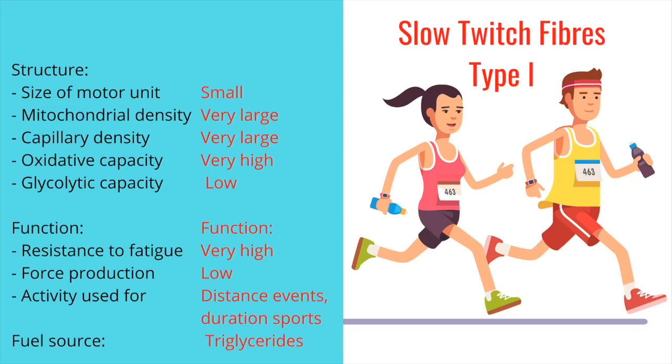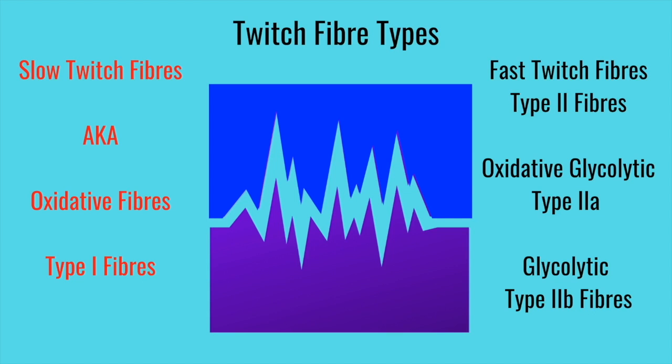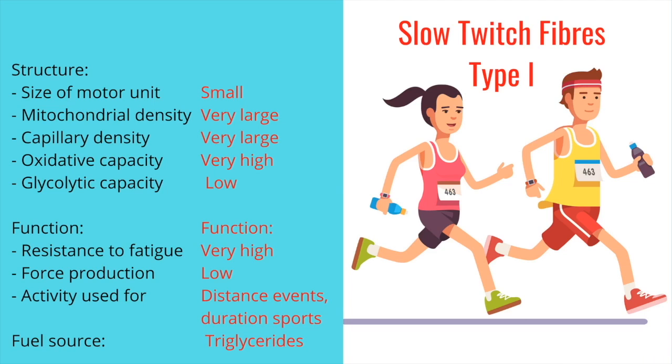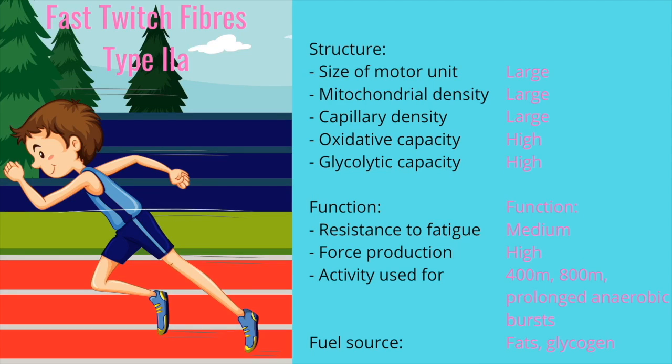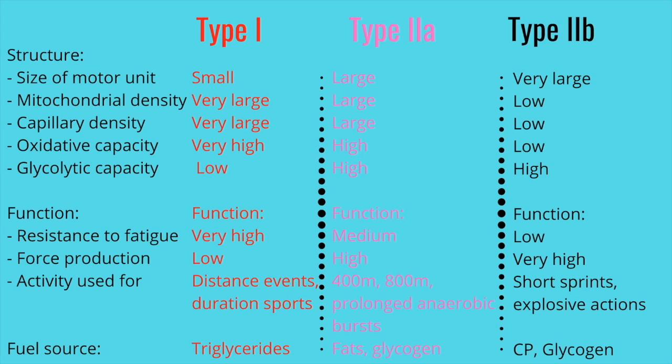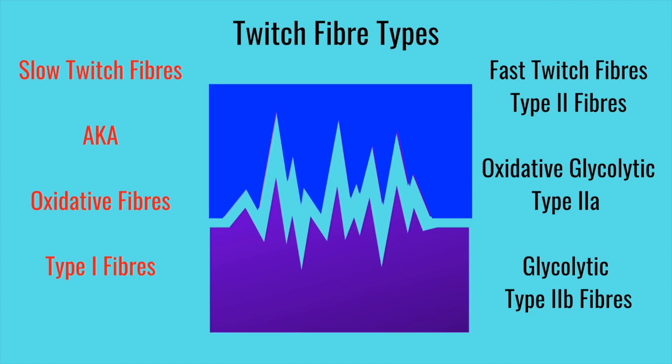Slow twitch fibres. The structure, size of the motor unit, so that's back to that first picture we looked at. That means that the motor unit is how many muscle fibres are attached to the neuron. It's a small motor unit, meaning there's not too many fibres attached to the slow twitch fibres. Mitochondrial density is very, very large. Capillary density is very, very large. The oxidative capacity is very, very high. This is because oxygen is required.